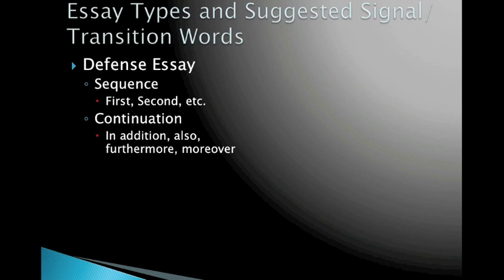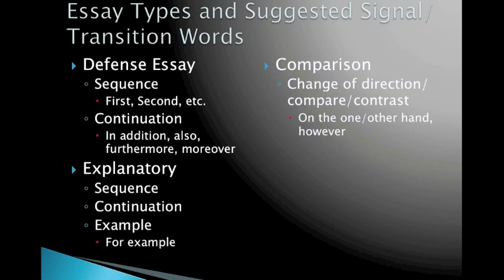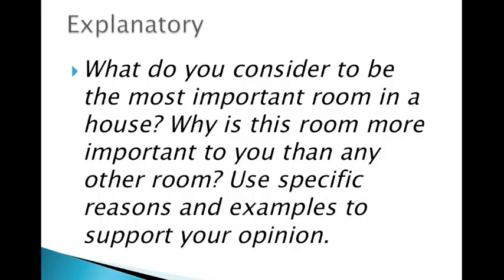For example, in the defense essay, you might see more ideas involving signals of sequence or signals of continuation. Explanatory essays may also include these things, and even perhaps using example signals as well. Of course, comparison essays will probably use things like change of direction or signals that we refer to as compare or contrast. And then, of course, there are additional signals that aren't necessarily specific to any topic, but may be helpful, especially ones that indicate cause and effect. So let's go ahead and look at an example.